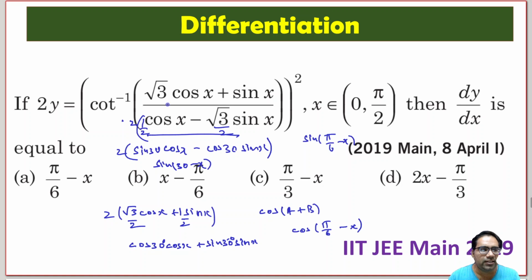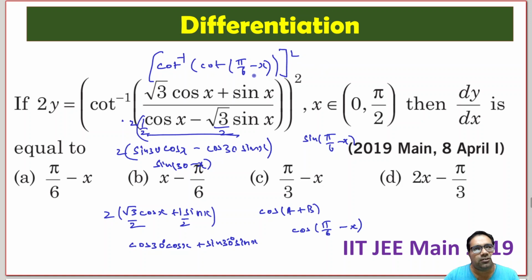So this entire thing has become 2 times cos 30 minus x by 2 times sine 30 minus x, which is nothing but cot inverse of cot 30 minus x, that is pi by 6 minus x, right? And whole of this whole square. Now, is it cot inverse of cot pi by 6 minus x? Can we directly write it as pi by 6 minus x? The result of cot inverse should be between 0 and pi. As long as this is between 0 and pi, we could write cot inverse of cot pi by 6 minus x is equal to pi by 6 minus x.